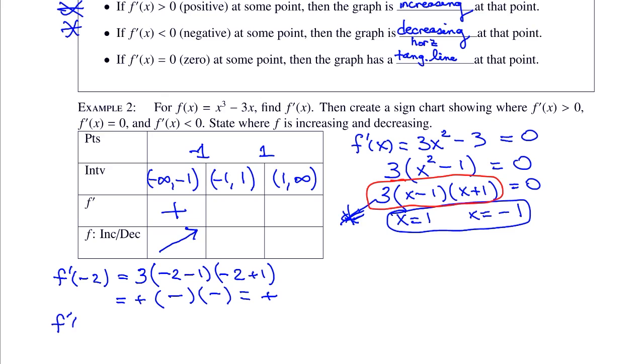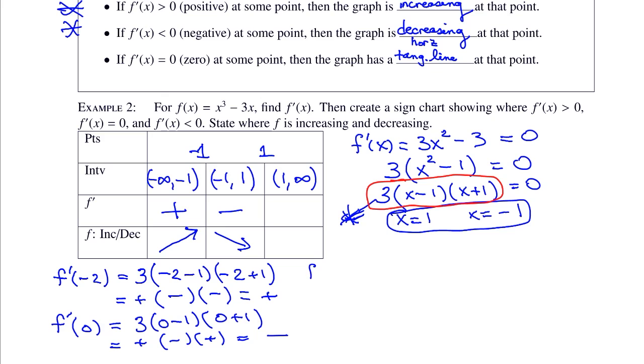All right, if I continue on and test points in these intervals, from the interval negative 1, 1, I'm going to test f prime at 0. So it's going to be 3 times 0 minus 1 times 0 plus 1. That is equal to a positive times a negative times a positive. That is a negative. And that means we are decreasing. And the last one I would test is at positive 2. So we have 3 times 2 minus 1, 2 plus 1, which is positive, positive, positive, resulting in a positive, which is increasing.